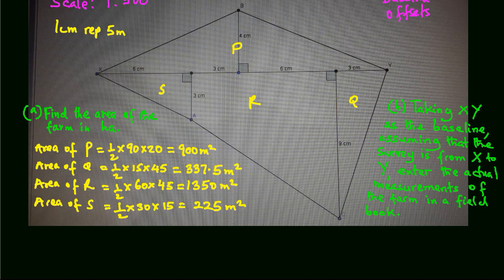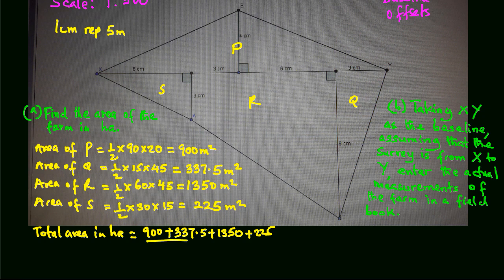So therefore, total area in hectares will be 900 plus 337.5 plus 1350 plus 225, everything here over 10,000. And this gives us 0.28125 hectares.